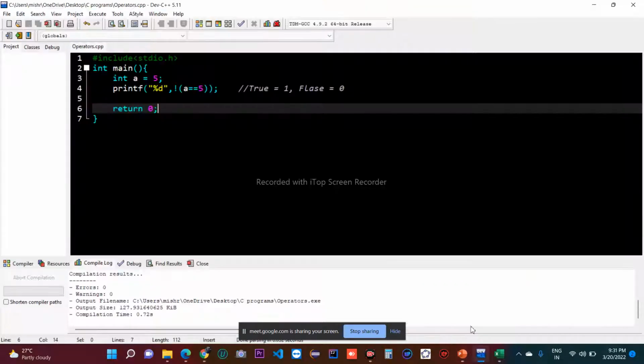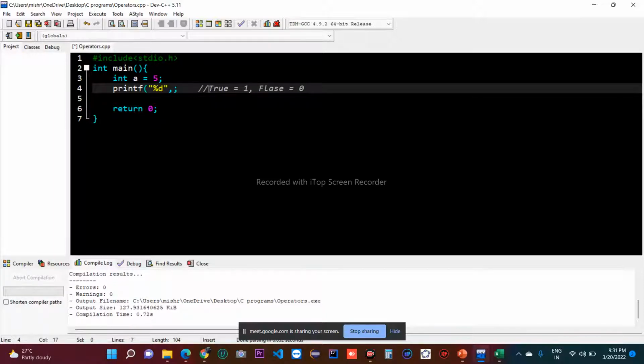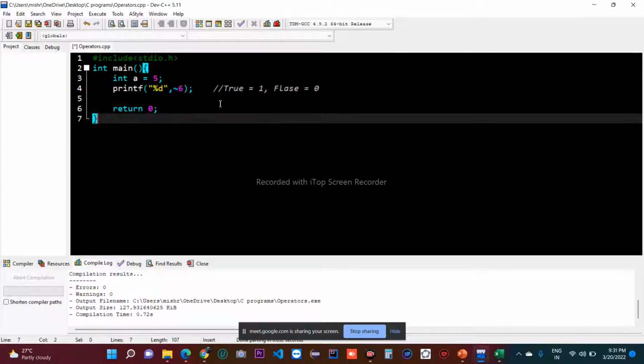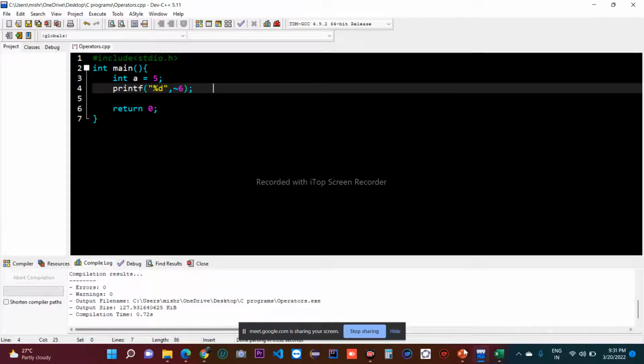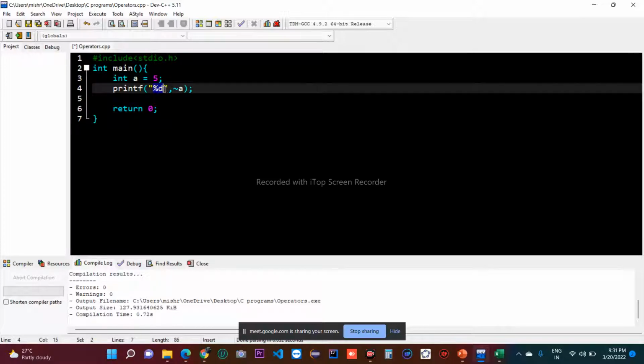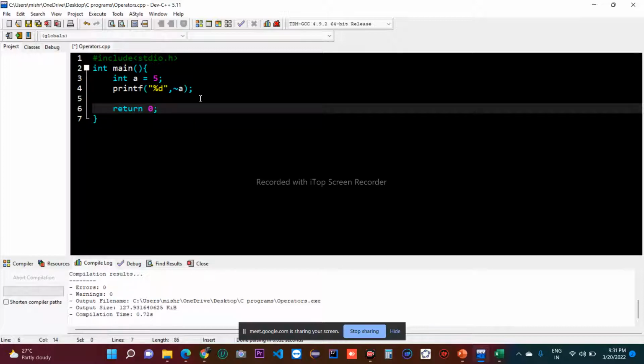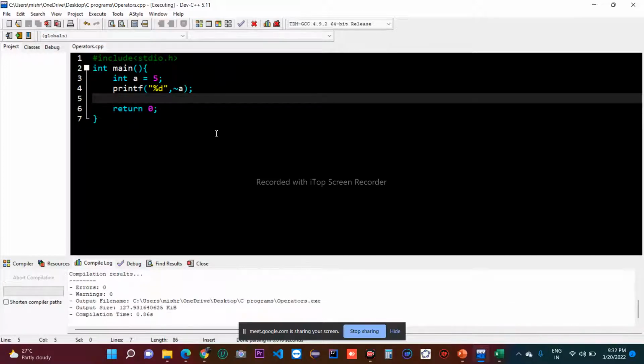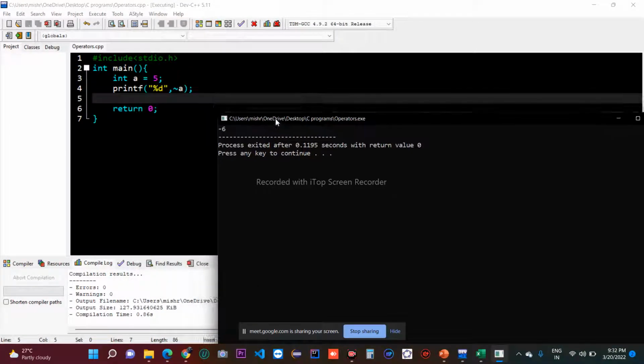इसका एक प्रोग्राम, ठीक है? सॉरी, बिटवाइज, ठीक है। इंट ए इज इक्वल टू 5 एंड %d बिटवाइज नॉट ऑफ ए। इसका आउटपुट क्या आएगा? आउटपुट देखते हैं क्या आता है। इसका आउटपुट क्या है? -6, ठीक है? -6। अब ये -6 क्यों आया?